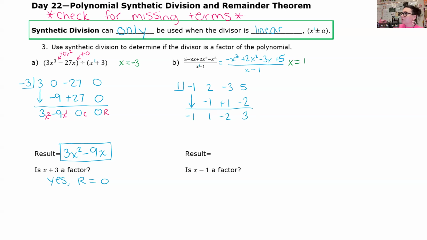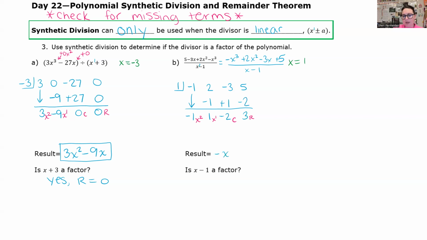I'm going to go ahead and label the placeholders on the bottom. I know that I started out with something to the third power, so I should end here to the second power. So I have my remainder, my constant, x to the first, x to the second. I did it correctly. I went from 3, I divided out 1, and so I have x squared. And now I can write my result.